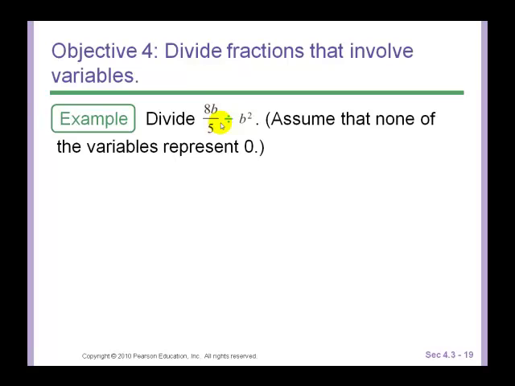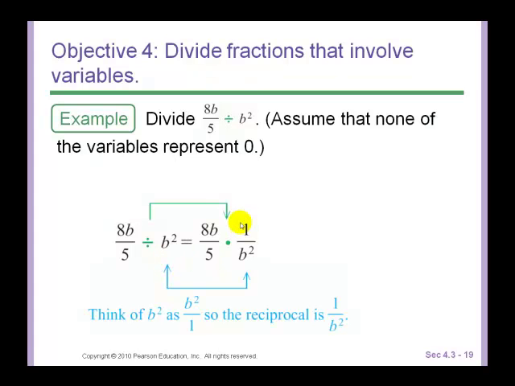Divide 8b over 5 by b squared. Remember, b squared you can think of as being over 1, so the reciprocal just flips it and you get 1 over b squared. Then write in factored form and you get 8 over 5b.